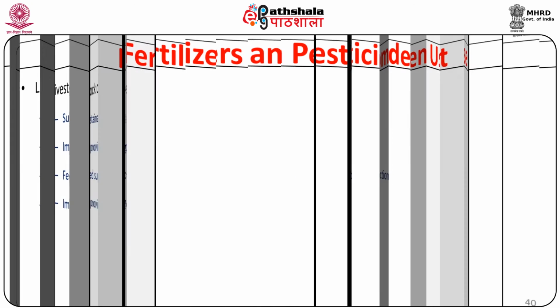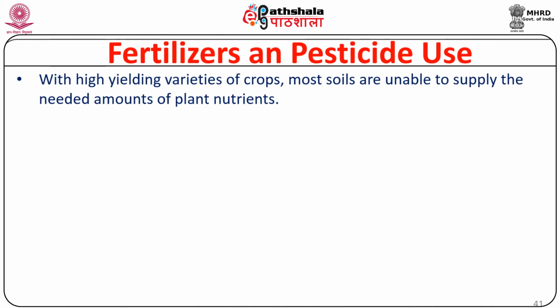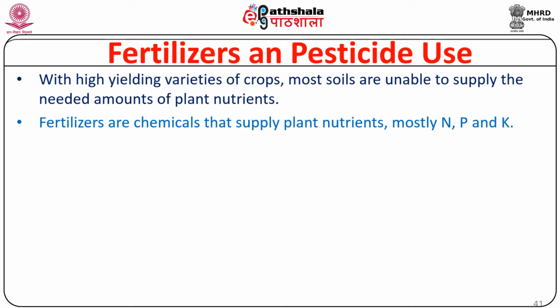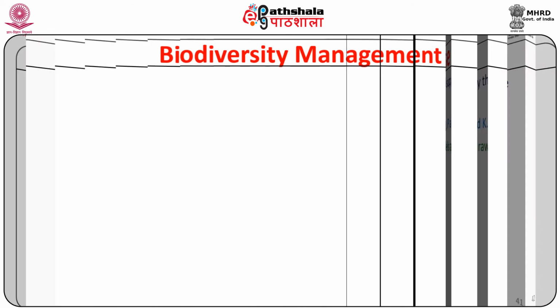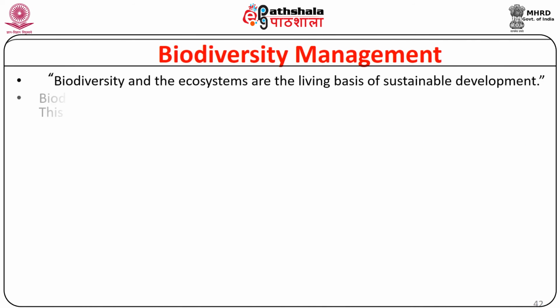Fertilizers and pesticide use with high-yielding varieties of crops, most soils are unable to supply the needed amounts of plant nutrients. Fertilizers and chemicals that supply bone nutrients, mostly nitrogen and phosphorus, and the manufacture of nitrogen-based synthetic fertilizers require fossil fuels as raw material. Biodiversity management.